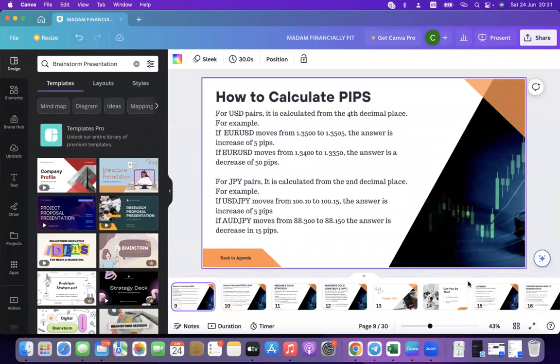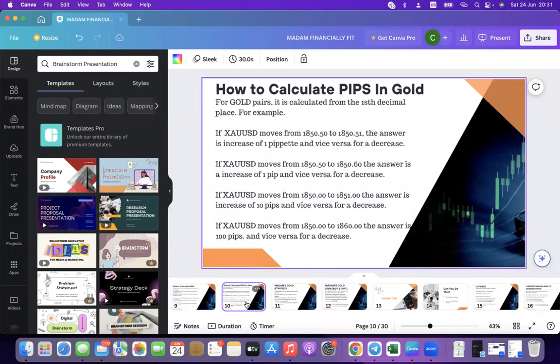Now let's enter gold. Now the difference with gold is, for the gold pair, it is calculated from the 1st decimal place. It is calculated from the 1st decimal place. All right. So for example, if XAUUSD, by the way, for those that don't know, gold is represented as XAUUSD. All right.